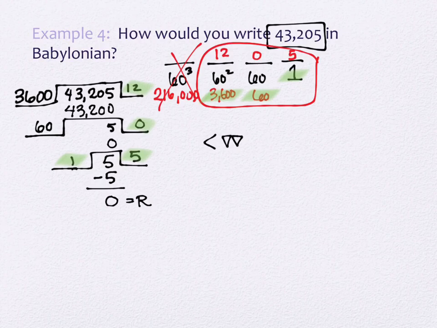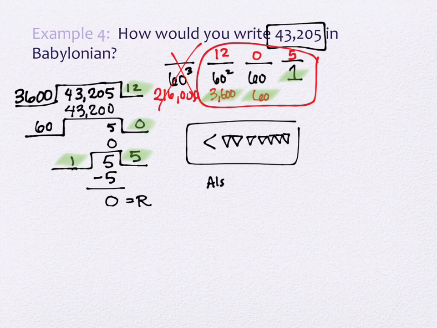We're going to skip over it. Doesn't matter that it's there because we don't have a way to write it, so we're going to move on to the 5. How do I write a 5? 5 of the triangles. This is the answer. But what else does this actually look like? 18.